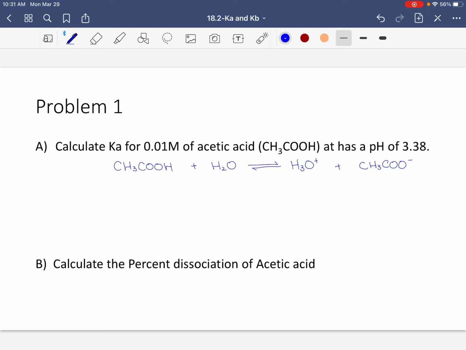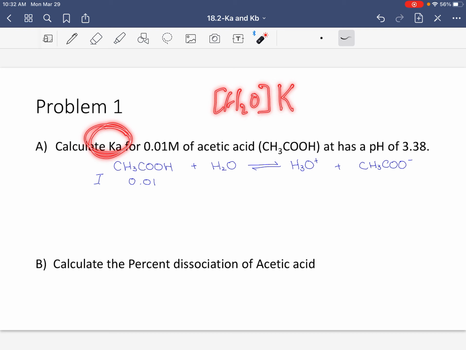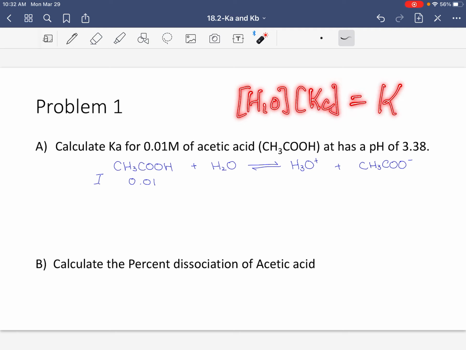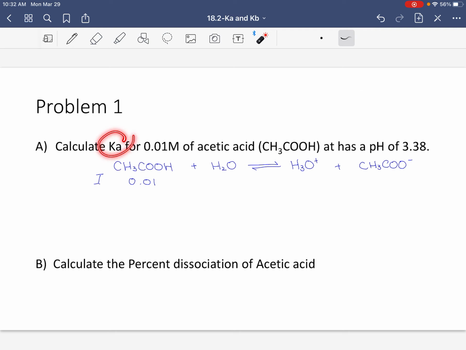So what that means is there's an initial concentration, and the initial concentration for the acetic acid is 0.01 molarity. Now, water does not play a role because water is going to be incorporated into this value. Remember, the concentration of water is part of the equilibrium constant, right? So by finding out what this is, you'll find out what this is. So this is quite irrelevant.